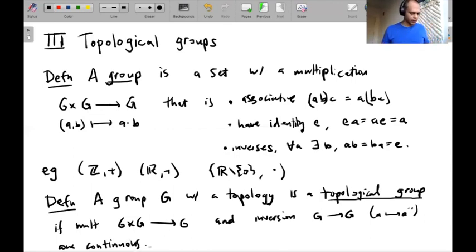Okay. So some examples. So I want to finish just by giving you some examples.